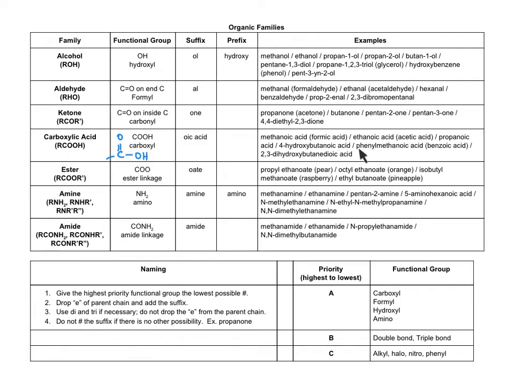Phenyl, hopefully that makes you think of a benzene ring. Methanoic acid, so a 1-carbon carboxylic acid with a phenyl group. That's actually commonly called benzoic acid.